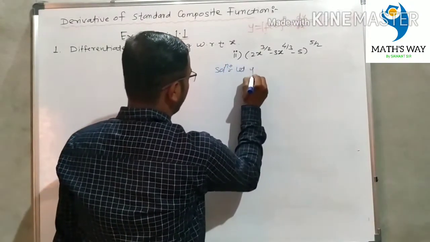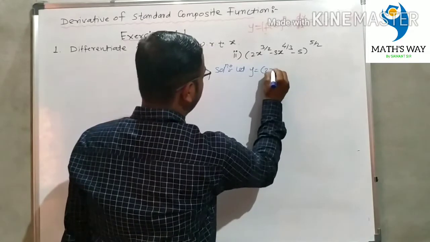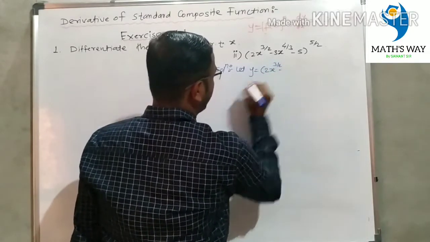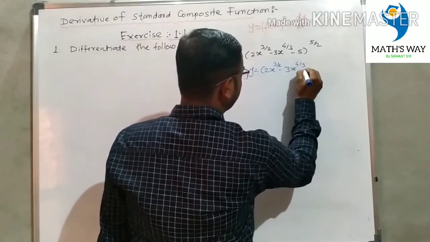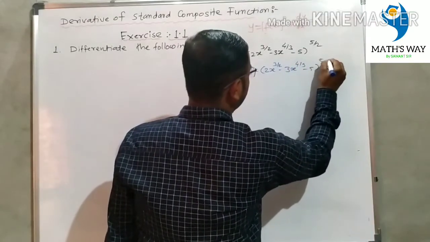Let y equals (2 into x to the power 3 by 2 minus 3 into x to the power 4 by 3 minus 5) to the power 5 by 2.